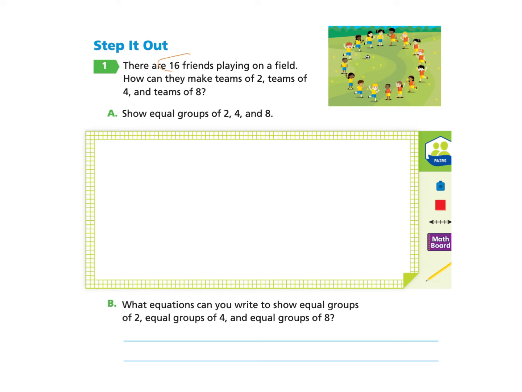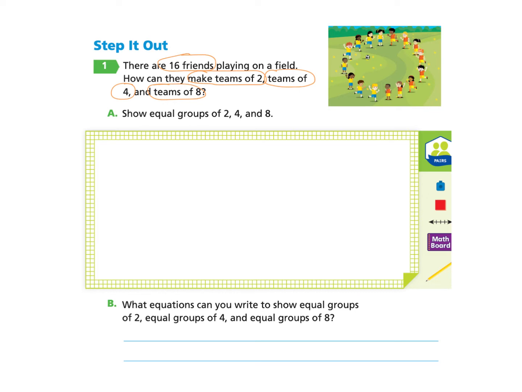There are 16 friends playing on a field. How can they make teams of 2, teams of 4, and teams of 8? Show equal groups of 2, 4, and 8. If you would like to pause and try this on your own, you may do so and come back. Otherwise, you can follow along with me.